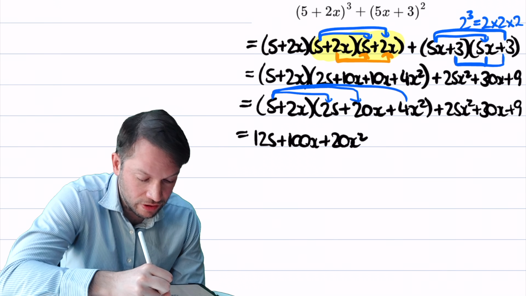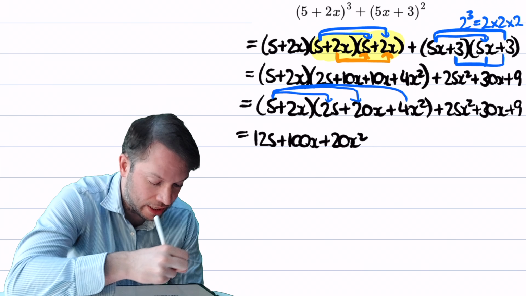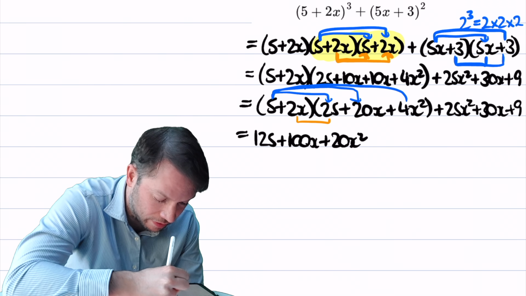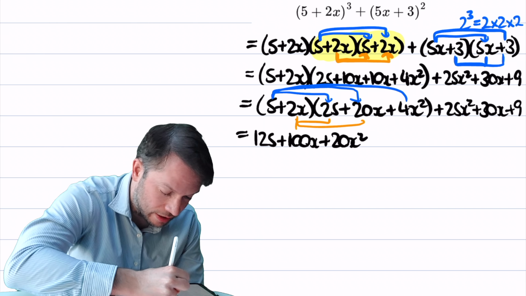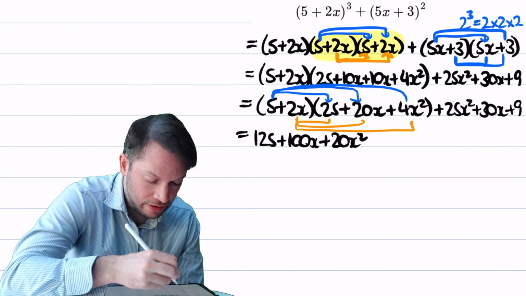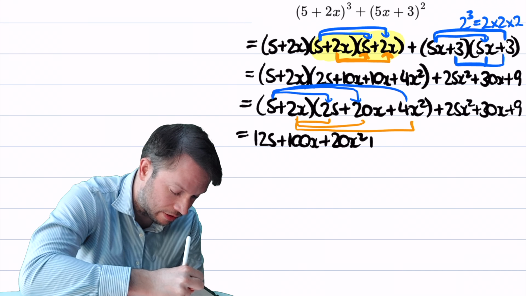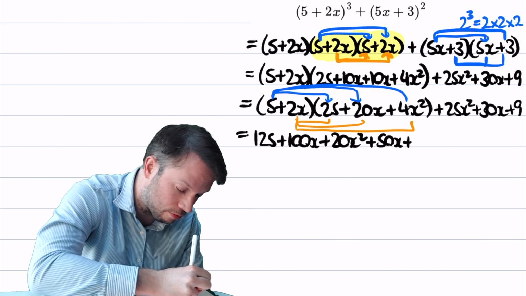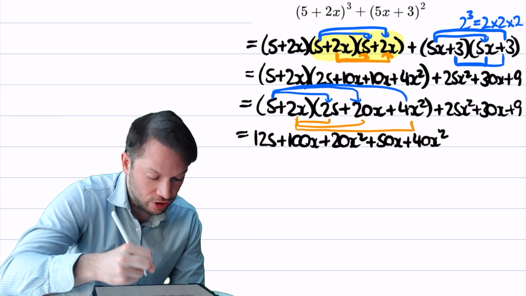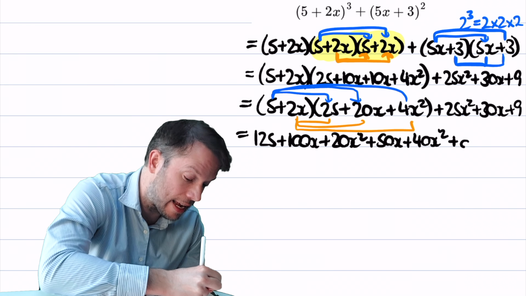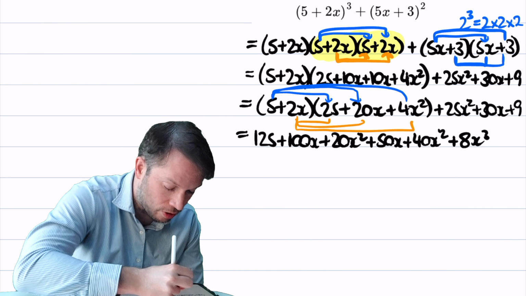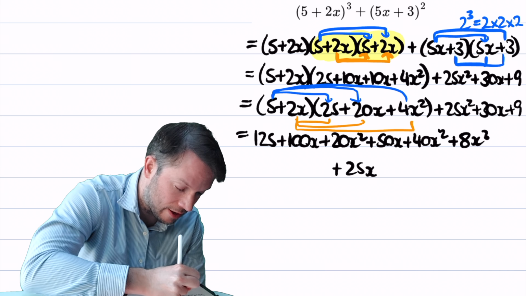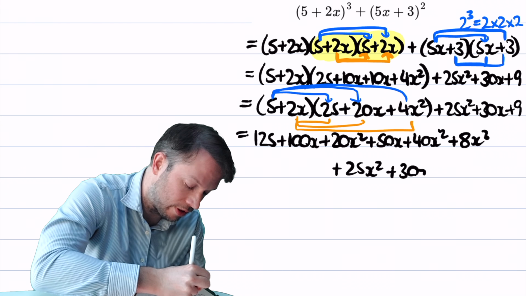And now we're going to do the second thing in the first bracket times by each thing in the second. So we're going to do 2x times 25, 2x times 20x, and 2x times 4x squared. So 2x times 25 is plus 50x. Then we've got 2x times 20x, which is plus 40x squared. And we've got 2x times 4x squared, which is 8x cubed. And we've still got that plus 25x squared plus 30x plus 9 on the end.